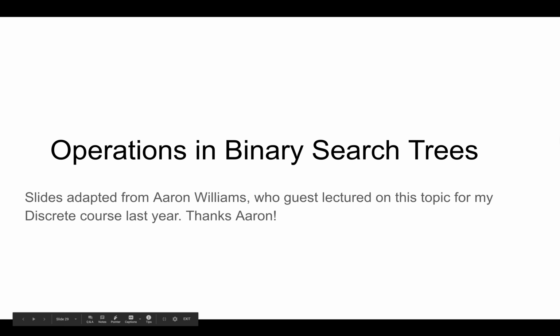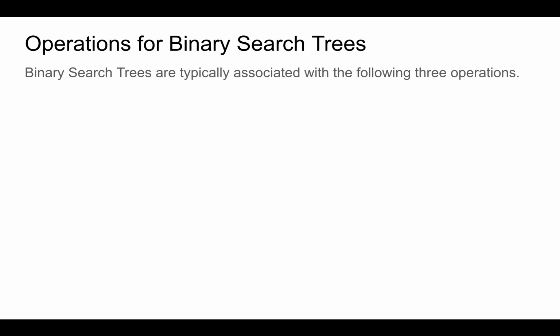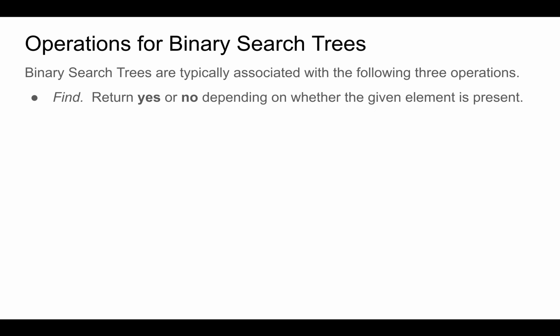This video is on operations in binary search trees. Binary search trees are typically associated with the following three operations. We have find, so we're finding a value and just returning yes or no. Yes, the element is in this set of data, or no, it is not.